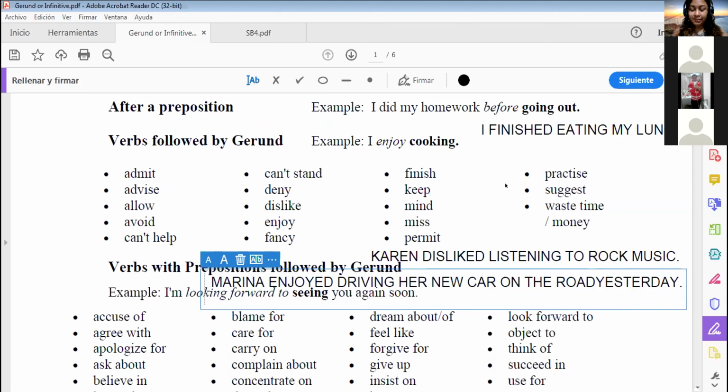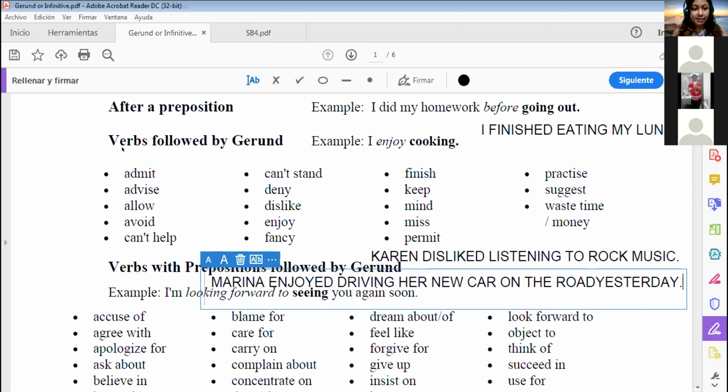If the verb is irregular, always use the ing. It doesn't matter what type of verb you're using. The verb does not matter. What you need to pay attention to here is the verbs in the list.